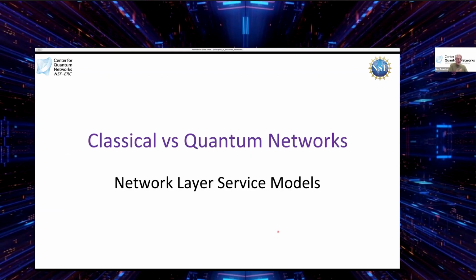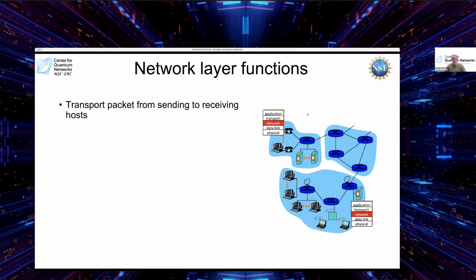So now what I'd like to do is look at the network layer in the quantum network, according to the protocol stack that Matheus introduced, and talk about the kinds of service models that one might think of. First, let's review what the functions of the network layer are in a classical network.